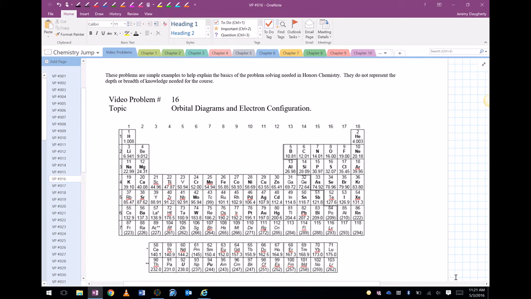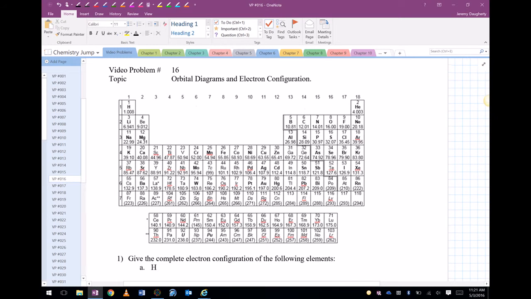Here we are, video problem number 16. This is on orbital diagrams and electron configuration. Before we get into the actual problem, let's just quickly look over the periodic table and identify the different blocks.